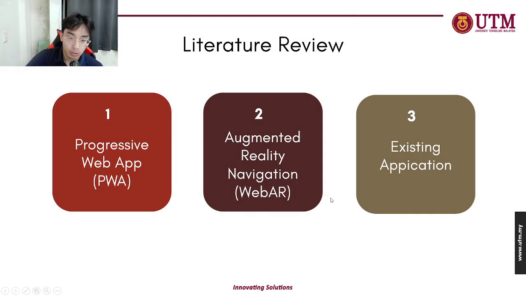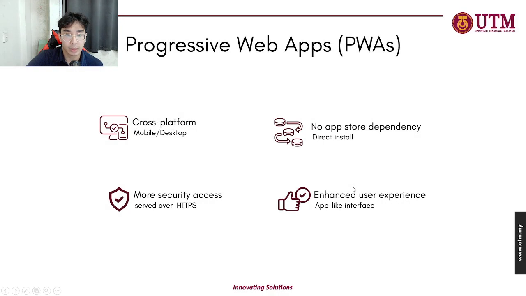For the literature review, there are three simple summaries of my project. Number one is PWA. There are four features of the PWA that I implement in this project. Number one is cross-platform for mobile and desktop. No app store dependency, enhanced user experience, and more secure access. All this was implemented in the manifest.json that I included in the project.